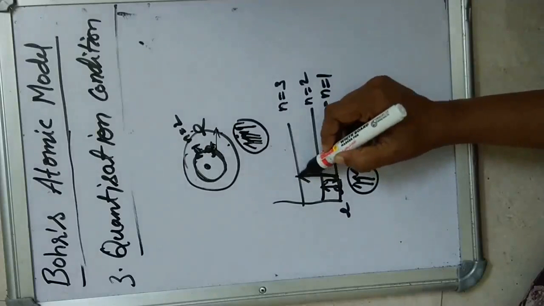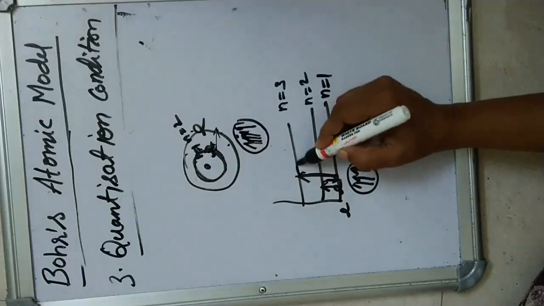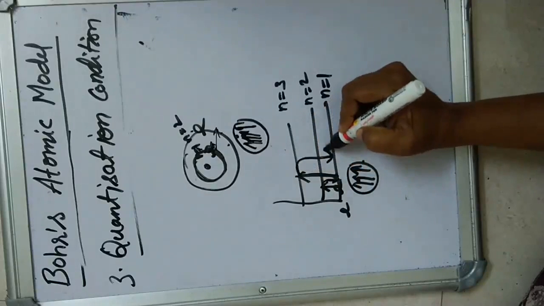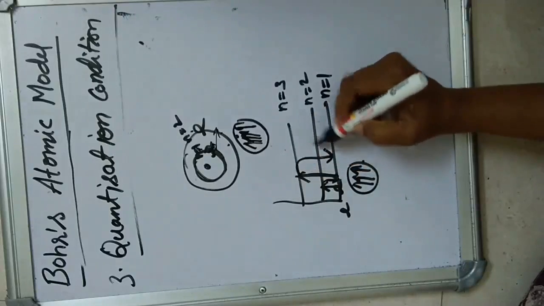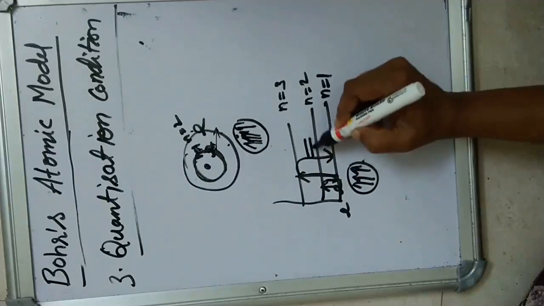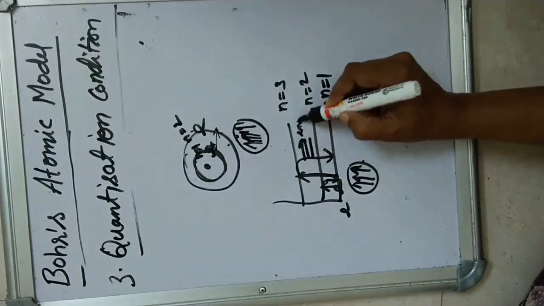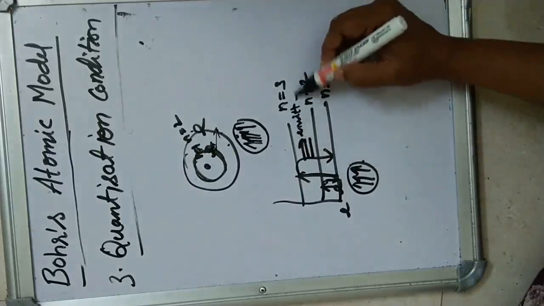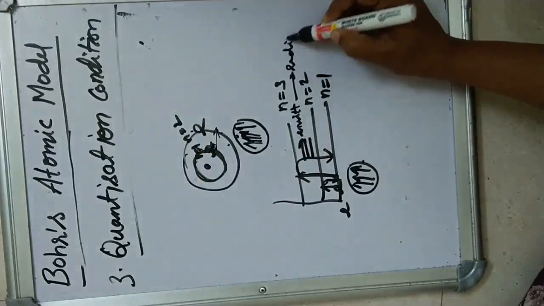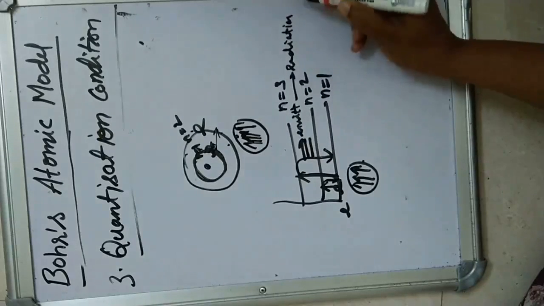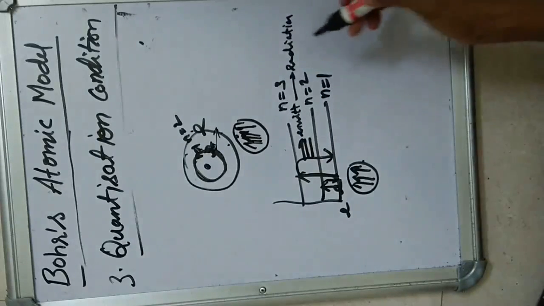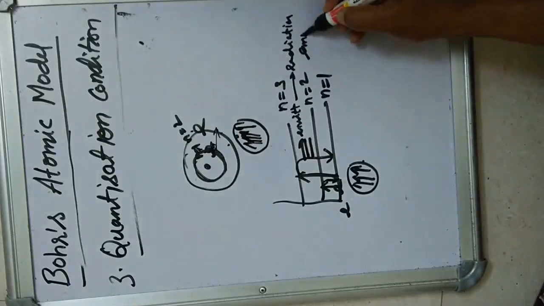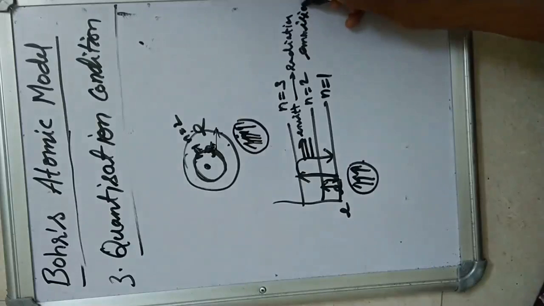This electron is highly unstable. So what it will do, immediately it will come back. While coming back, this electron will emit radiation. This is called as an emission.